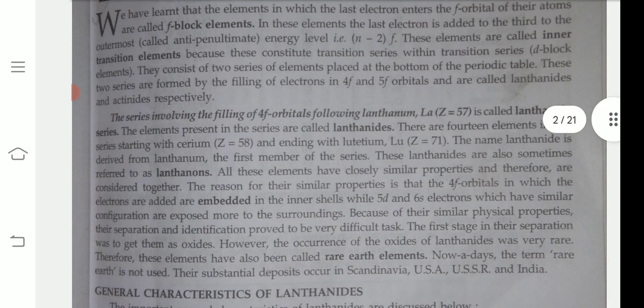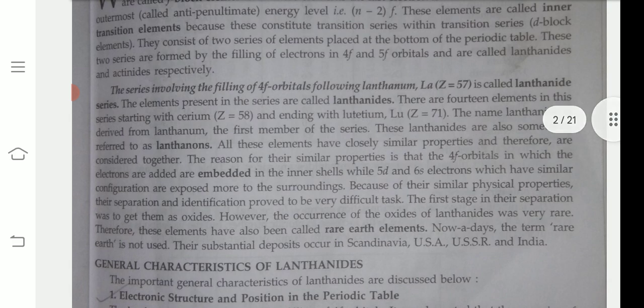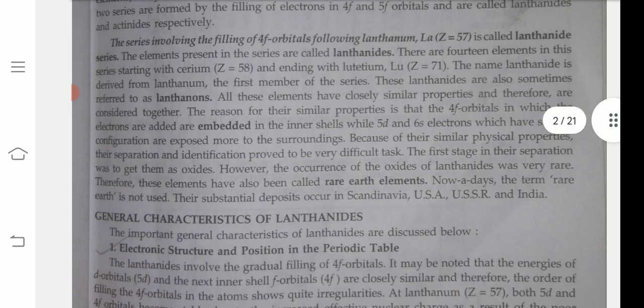They consist of two series of elements placed at the bottom of the periodic table. These two series are formed by filling of electrons in 4f and 5f orbitals and are called lanthanides and actinides respectively. The series involving the filling of 4f orbitals following lanthanum is called lanthanide series. The elements present in the series are called lanthanides.